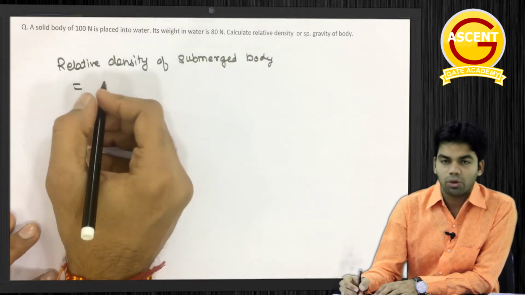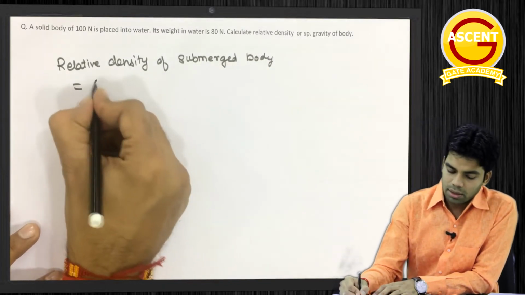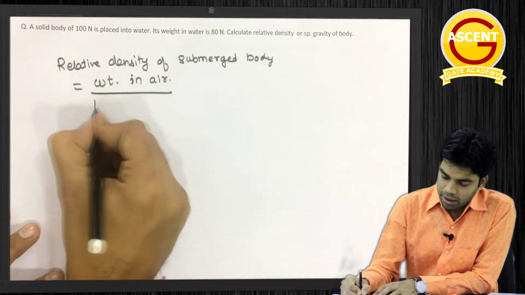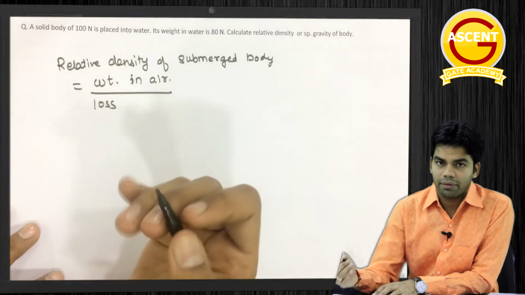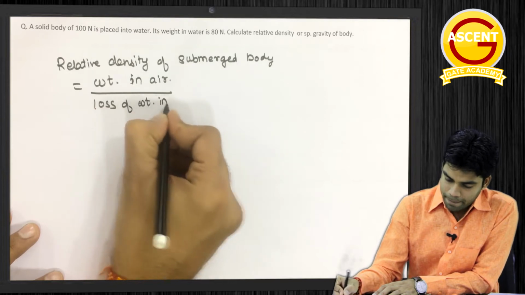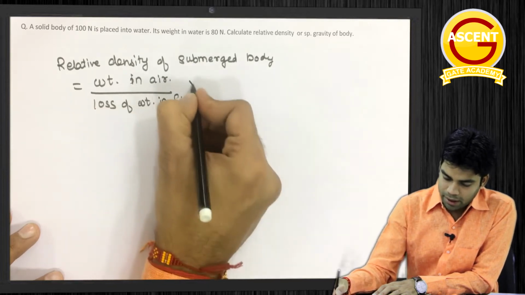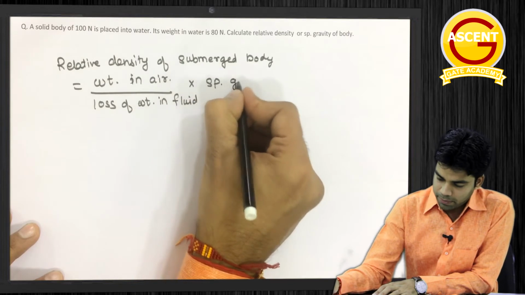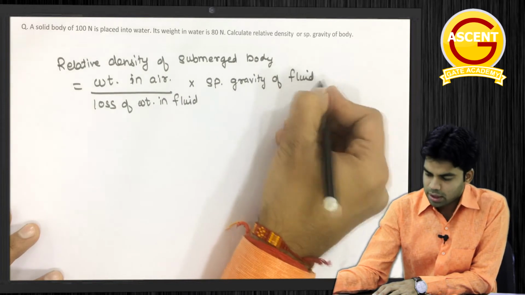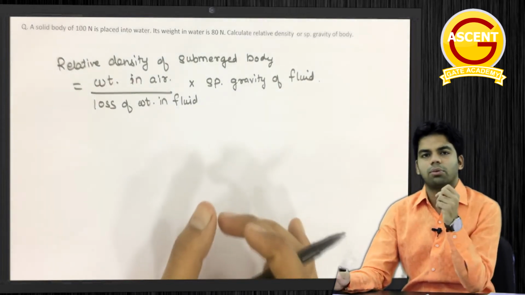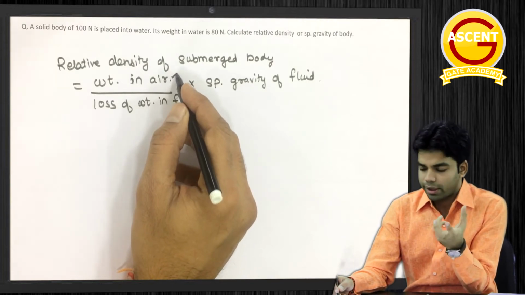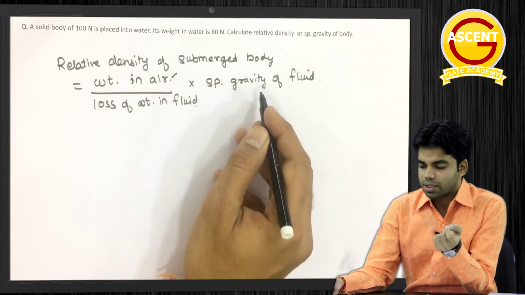If you want to calculate relative density, this relative density is equal to the weight of body in air divided by whatever loss we are having in fluid, the loss of weight in fluid, into the specific gravity of fluid. Okay, this is how you can determine the relative density of any submerged body. You just have to check the weight of that particular body in air, then the loss of weight in fluid, into the specific gravity of the fluid.